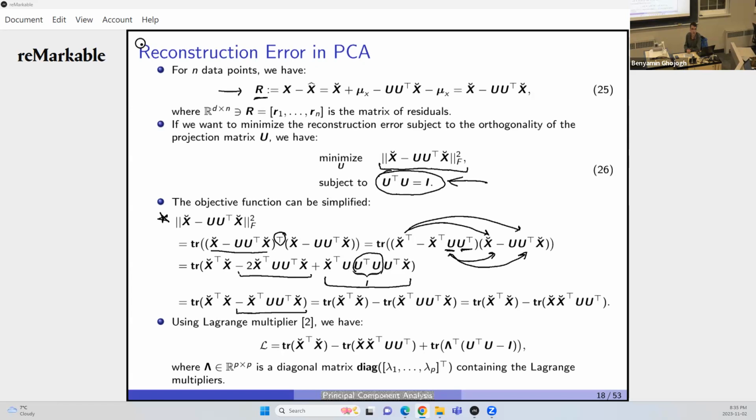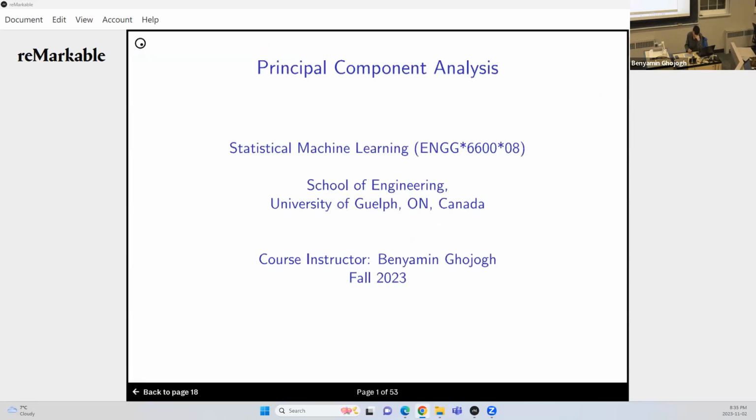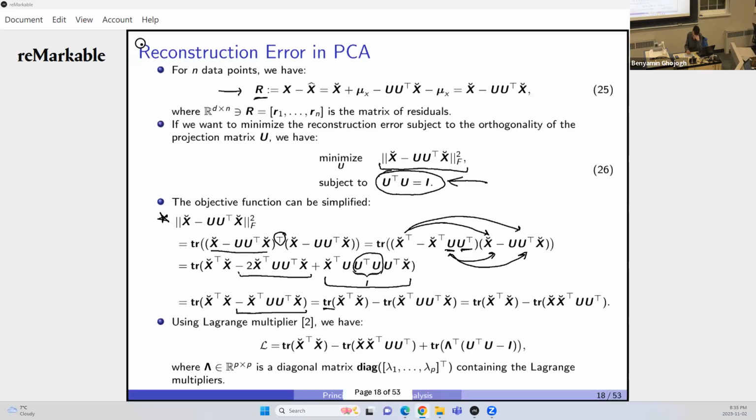Trace is a linear operator, so it can be applied on this and this separately. Now I can also use the cyclic property of trace. So I bring it here, as you see.